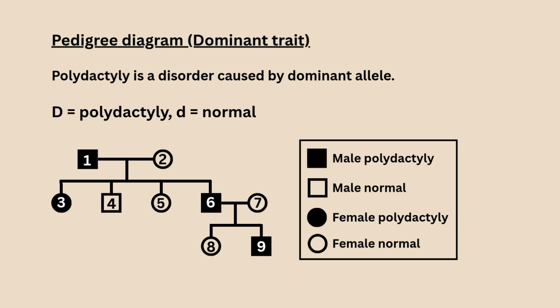Polydactyly is a disorder caused by a dominant allele, so you only need to inherit one copy of the allele to suffer from the condition, and the person with polydactyly will have an extra finger or an extra toe. Now, if we look at the pedigree diagram, individual 2 doesn't have the condition, so they will be little d little d. Individual 1 has the condition. They will be either big D big D or big D little d. And we can use the results of this pedigree diagram to work out what their genotype is.